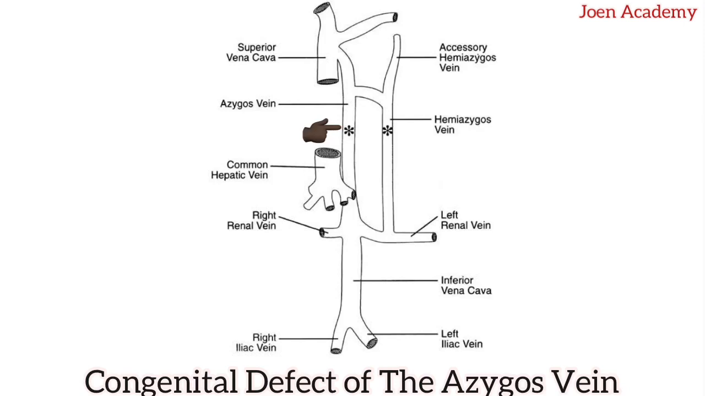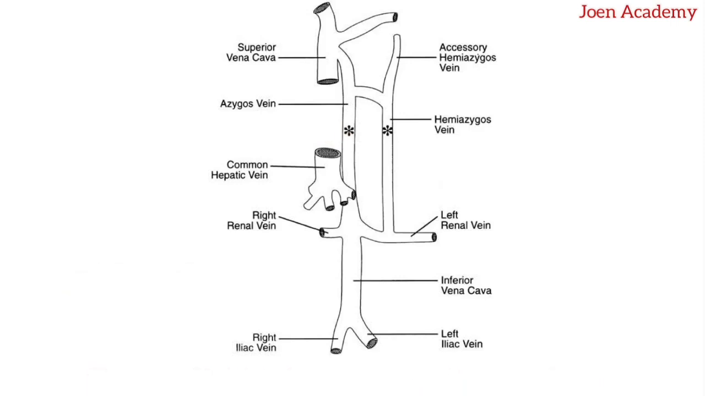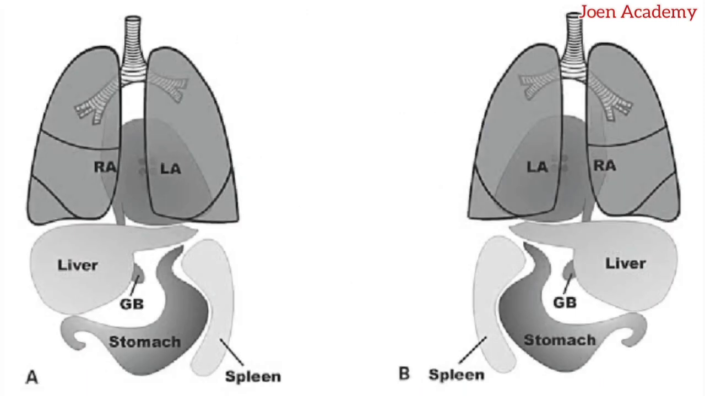Like we stated earlier, it rarely happens. It occurs only in 0.3% of the population and is associated with congenital heart disease or asplenia syndromes. Asplenia syndrome is a clinical condition where there is an absence of normal spleen function.